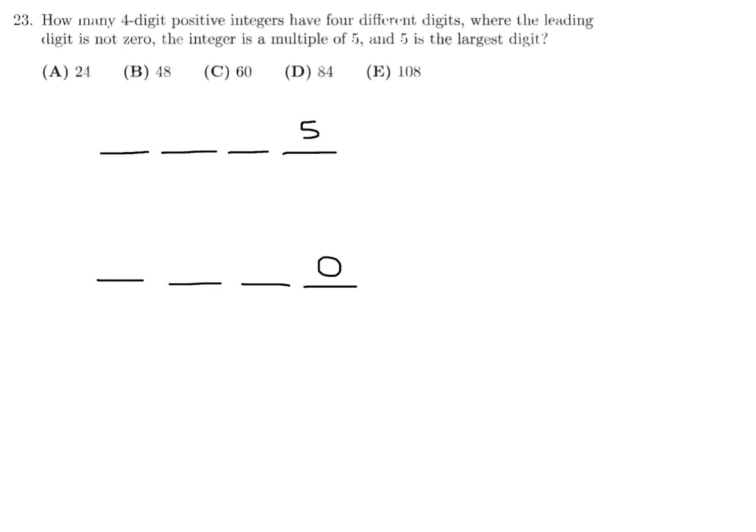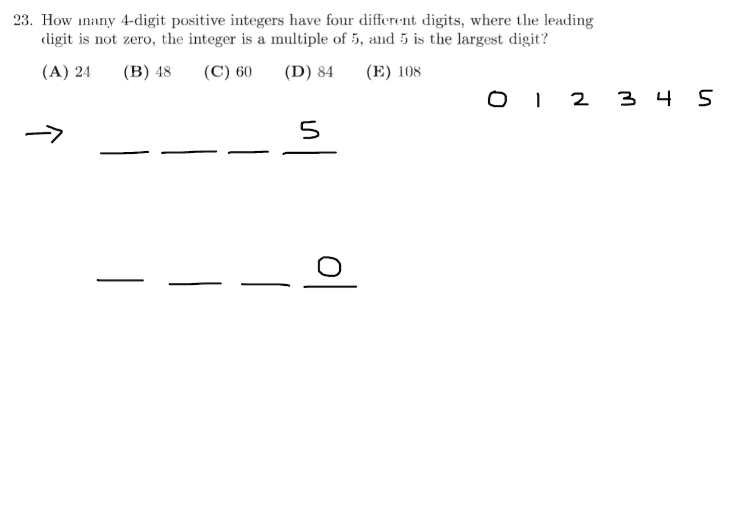So now let's talk about the other ones. Let's first talk about this guy. 5 is the largest digit. So that means the only numbers I can use are 1, 2, 3, 4, and 5. Right? 5 is the largest digit, so I can't use 6, 7, 8, 9.